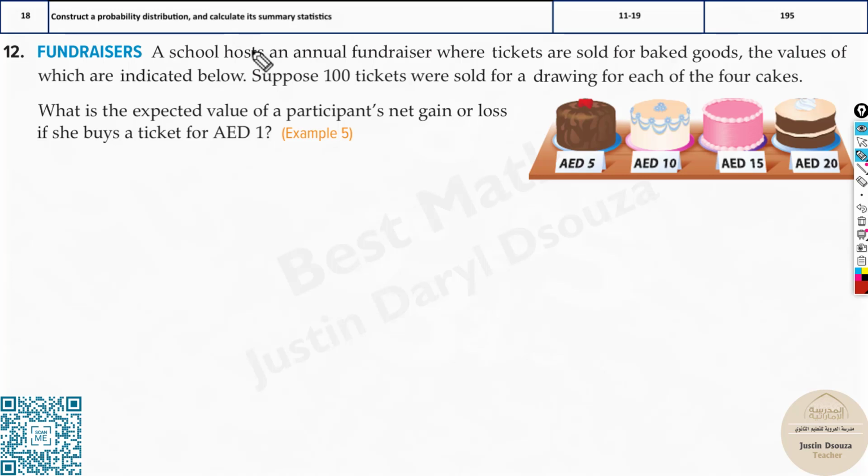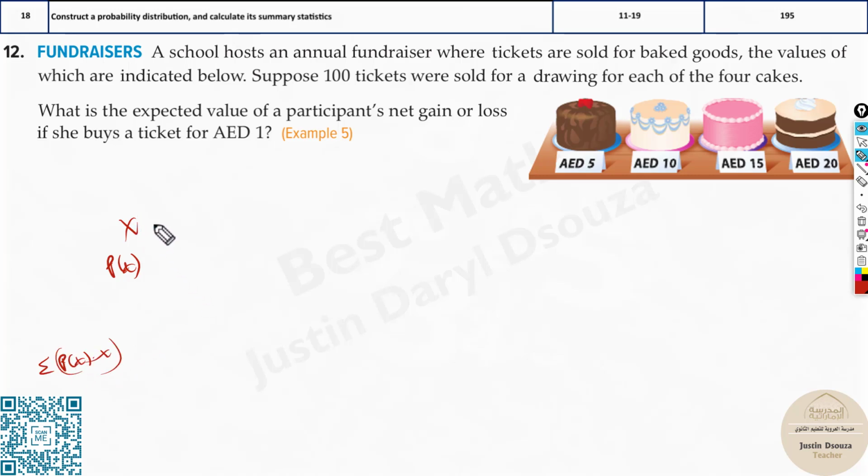Now, they are raising funds for the school, so obviously they have to make a profit. Whatever they spent, they have to gain much more than that, isn't it? So let us again make the table over here. X, P of X, this is the probability distribution table. And then we will do the summation of P of X times X, or X times P of X, it's the same thing.